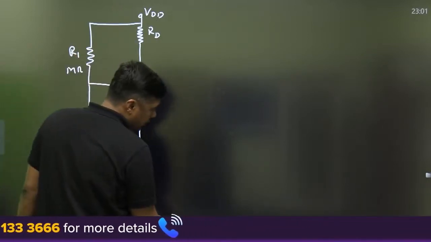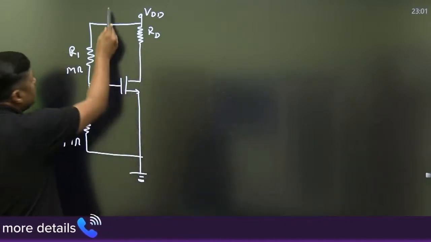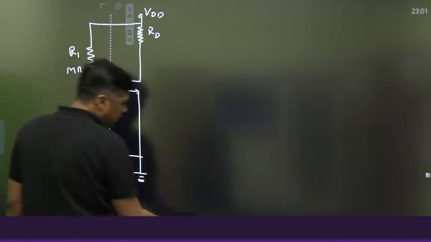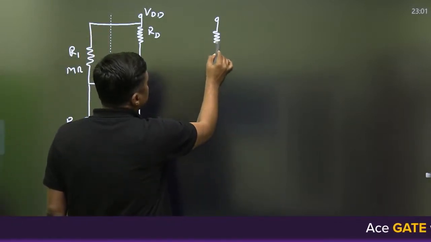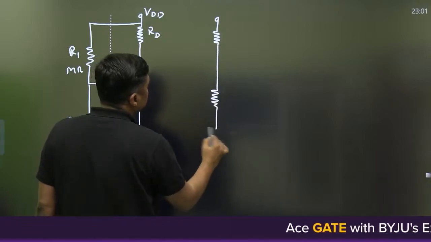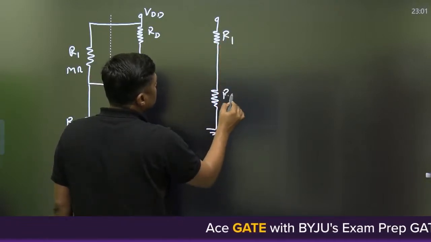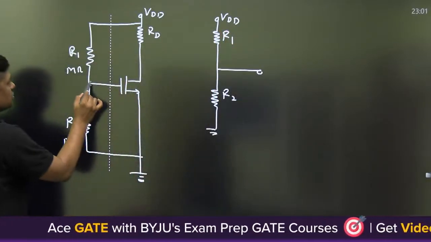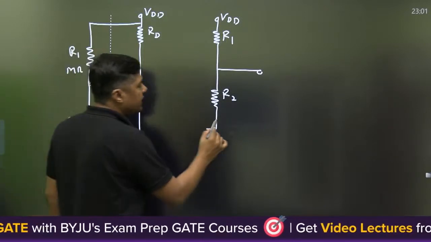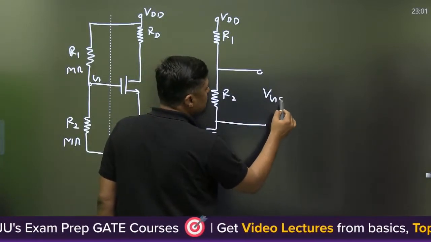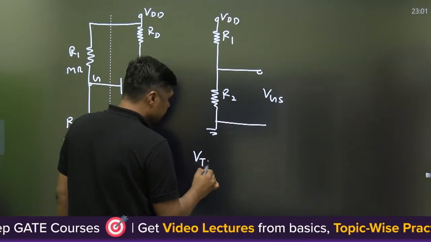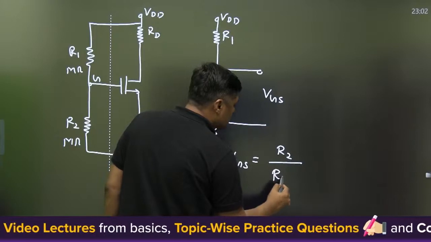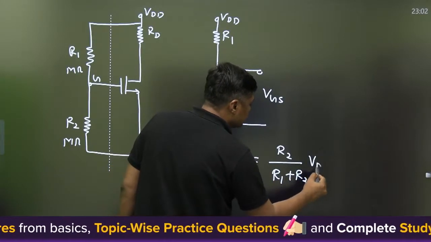Now this is RD, R1 and R2. Then you can apply Thevenin's theorem to solve this. If this is the question, how can we find the VGS? Cut it and then find the VGS. This is R1, this is R2, this is VDD. Now this is connected to G. Then what is the voltage at this point? This is nothing but VGS or VTH, which is R2 upon R1 plus R2 into VDD.